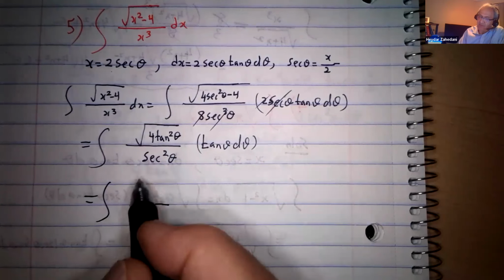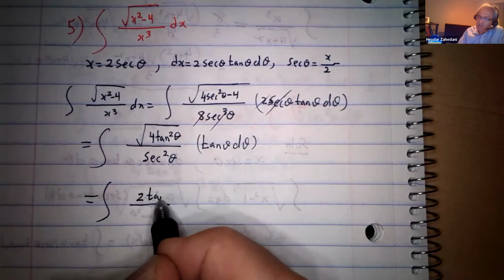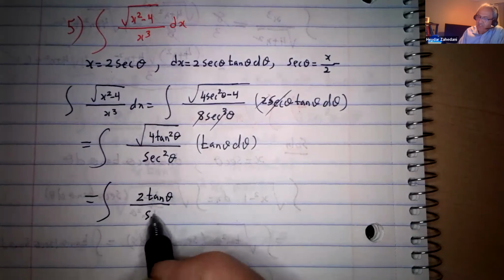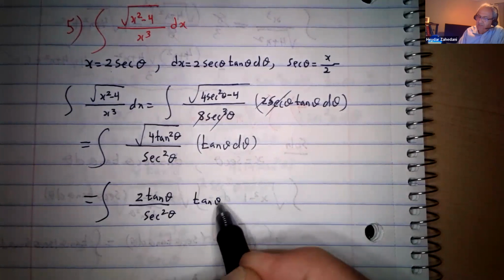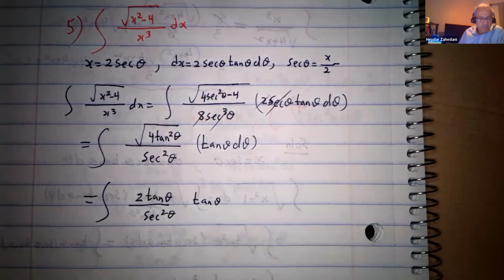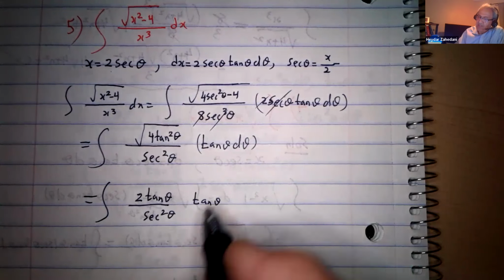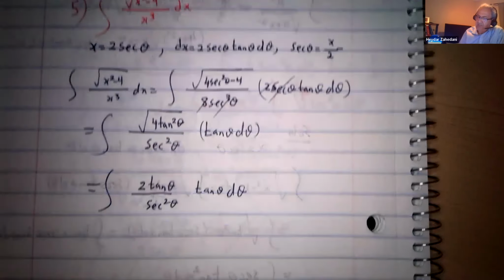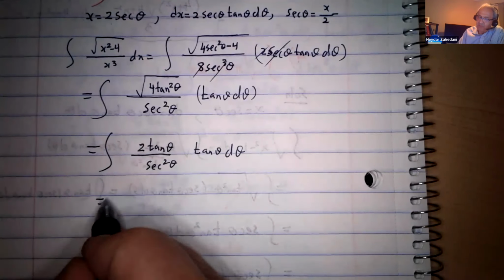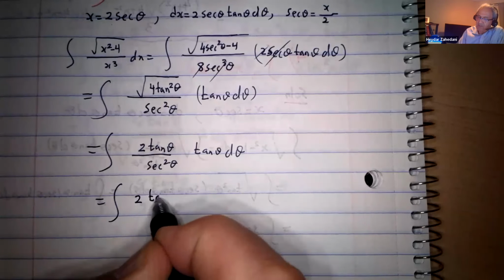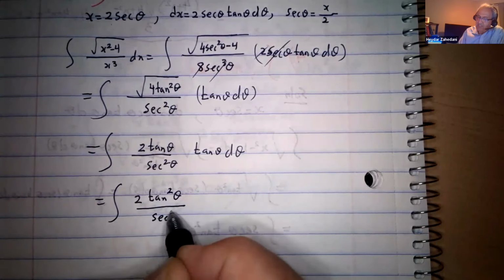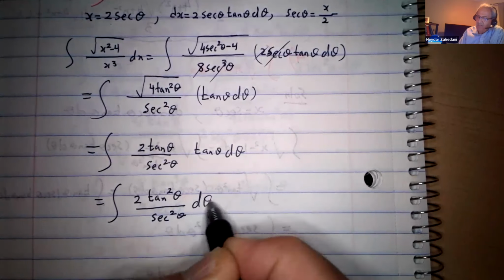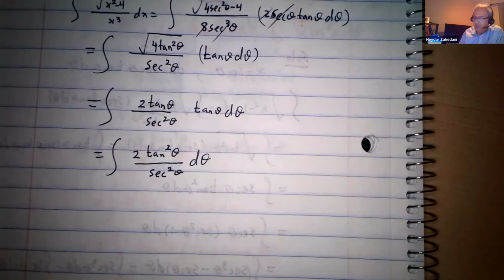On the top, that gives you 2 tangent of theta, and this is going to be secant squared of theta, and the top is going to be tangent of theta, d theta. So multiply the top, that gives you 2 tangent squared of theta divided by secant squared of theta, d theta. You have to find this integral.